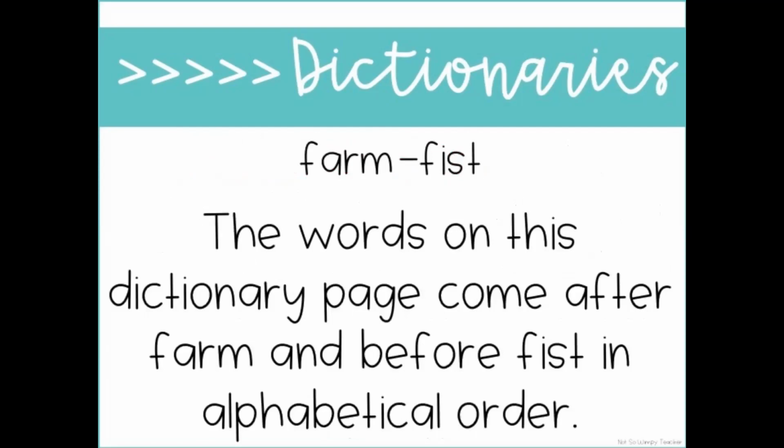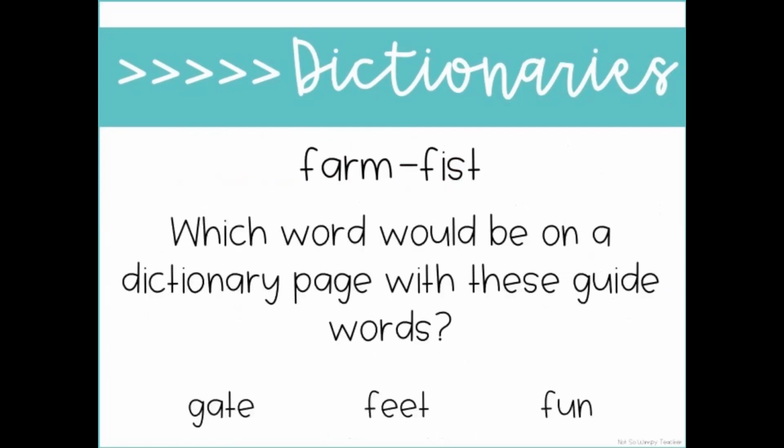The words on this dictionary page come after farm and before fist in alphabetical order. So they're going to come after the word farm, but they're also going to come before the word fist. So farm, fist. Which word would be on the dictionary page with these guide words? Would it be gate, feet, or fun? Well, do we have anything that starts with a G between farm and fist? We don't, so we can rule that out. But we do have feet and fun. They both start with F. So that's when we're going to look at that second letter.